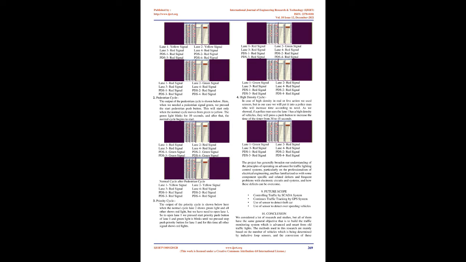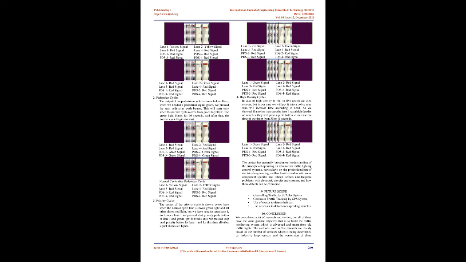1. Normal cycle. The normal cycle means that when we start our system, the green light of lane 1 will start for 30 seconds and the other lanes glow red signal. After that, the transition of signal begins. For transition, lane 1 and lane 2 glow yellow signal for 10 seconds and the remaining lanes glow red signal.